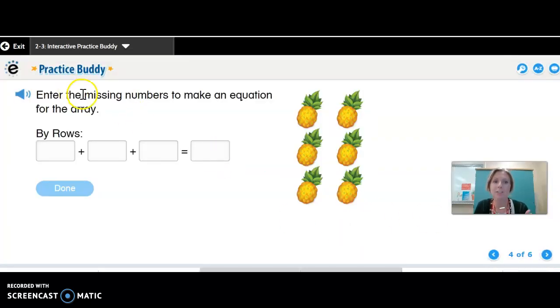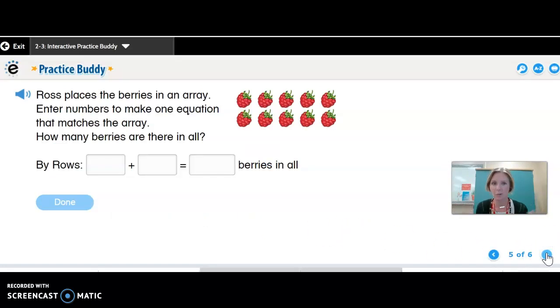For the next one, it says enter the missing numbers to make an equation for this array by rows. You've got to read the instructions and make sure you see if it's asking you for the columns or for the rows. This says by rows, and we know rows go side to side. 2 plus 2 plus 2. Let's type it in. What does that equal? Let's count by 2s. 2, 4, 6. 2 plus 2 plus 2 is equal to 6. Nice job. That's kind of fun, isn't it? You're looking at the numbers in a completely different way.